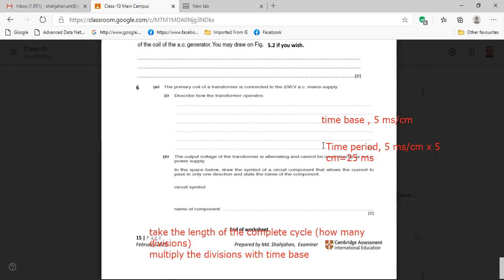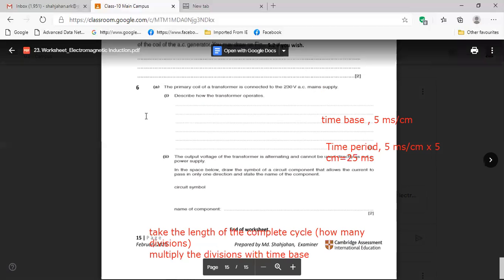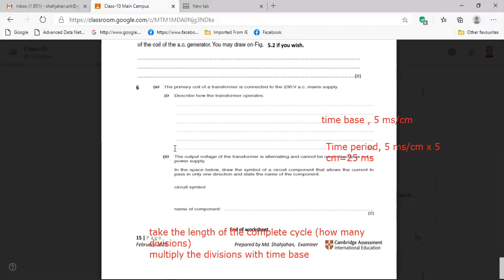Is it clear? Hello? Topic 21 and 23, right? 22 and 23. Just this topic and the previous topic. We did the MCQ test, but structured is left. Is it clear? Tomorrow we will start the new topic. After finishing question 6, we will start the new topic, electronics.